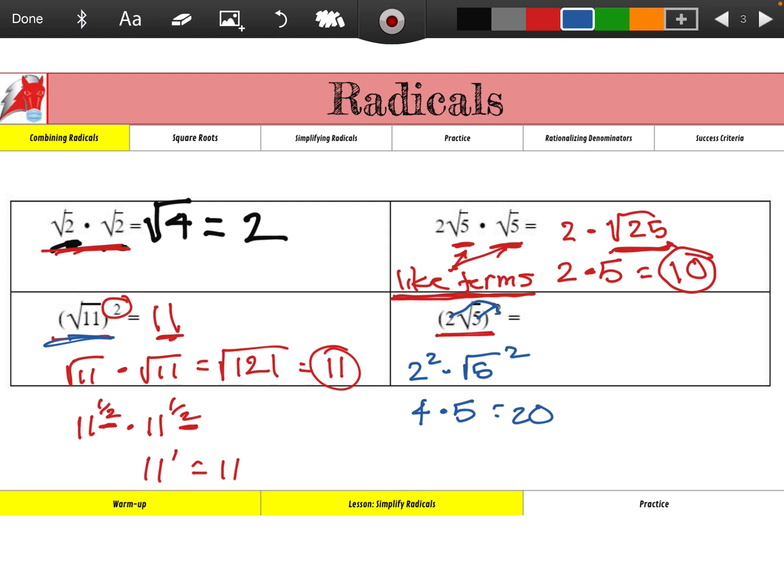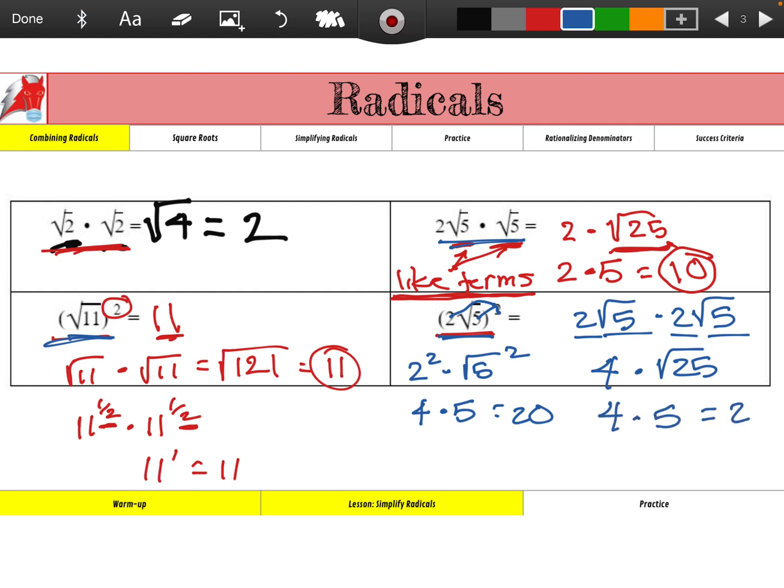Or I can look at it a little differently, and actually do what this says, 2 root 5 times 2 root 5. So now I'm in the setup where I'm doing the like terms: 2 times 2, root 5 times root 5. And then I can simplify that way, 4 times 5, which will still give me 20. Okay?